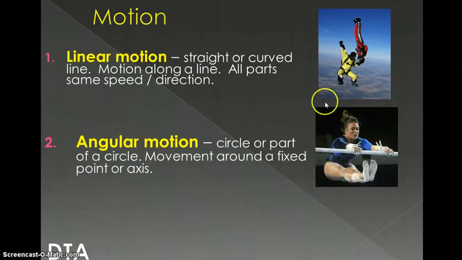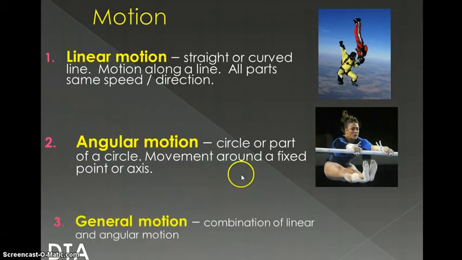Now let's see if we could apply that to this one here. Are they moving around a particular point? And the answer is no. So therefore they're moving in a straight line, and that gives us our linear motion. So straight line movement, where this one moves around a particular axis or a fixed point.